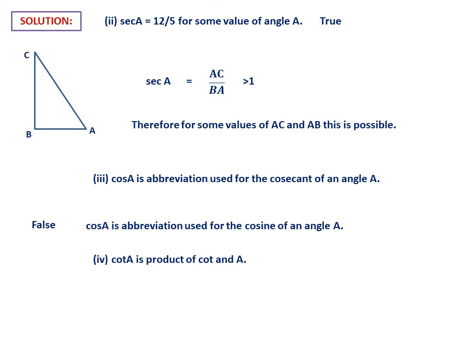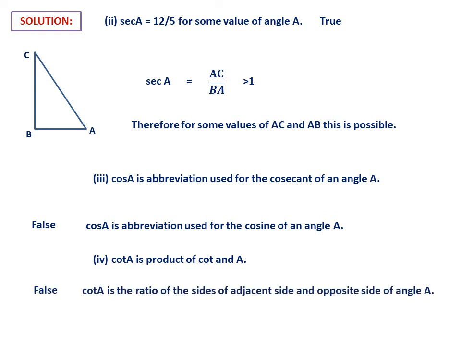Last, fourth one, cot A is product of cot and A. This is also false. You know the meaning. See, what is the meaning of cot A? It is the ratio of the adjacent side and opposite side. It is not the product of cot and A. It is the angle ratio. Cotangent A, meaning it is the ratio of the two sides. And what are the two sides? Adjacent divided by opposite. So this is false.